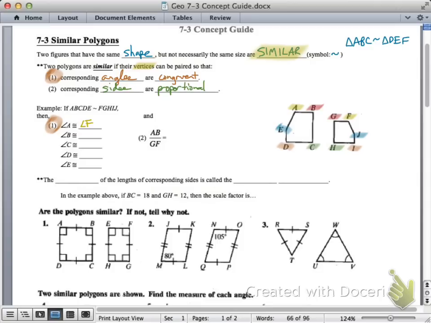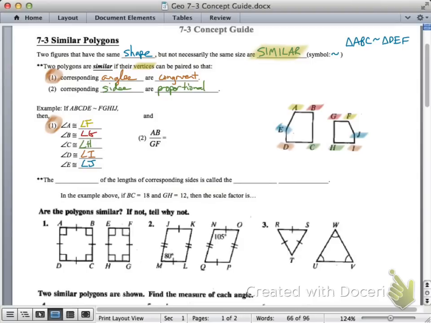What's congruent with angle B? Angle G. What's congruent with angle C? Good, you're correct, angle H. And then angle D and angle E are congruent with angle I and angle J, respectively.